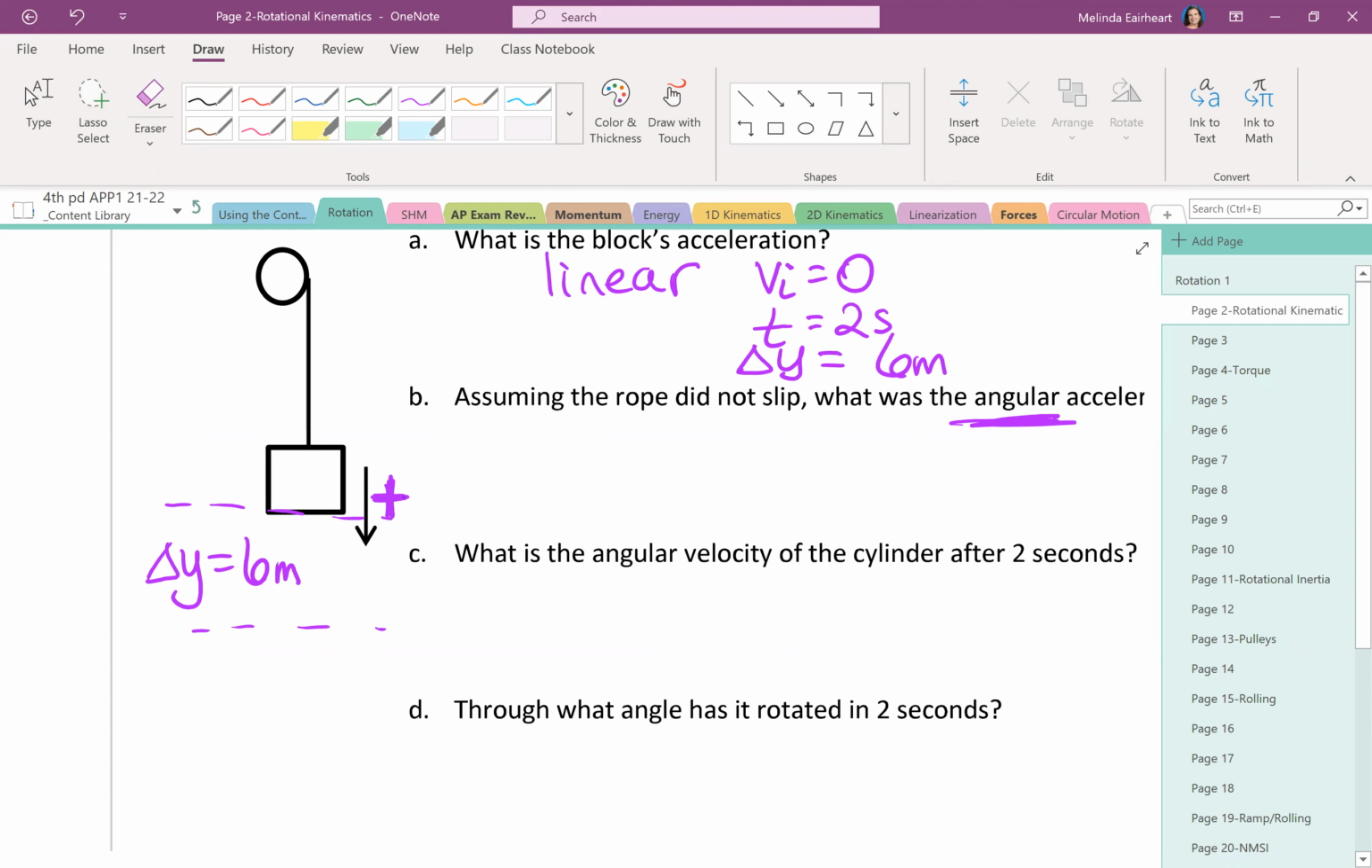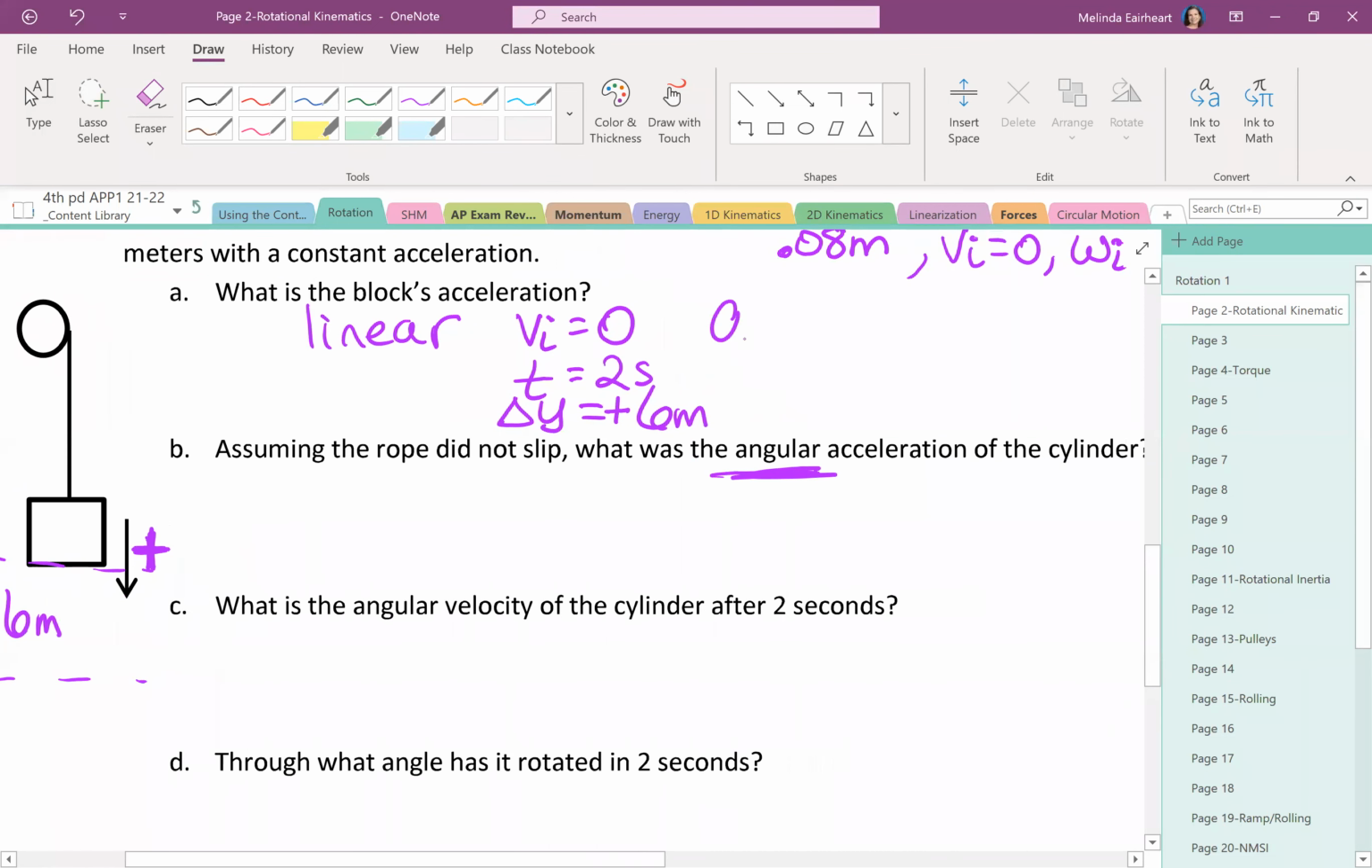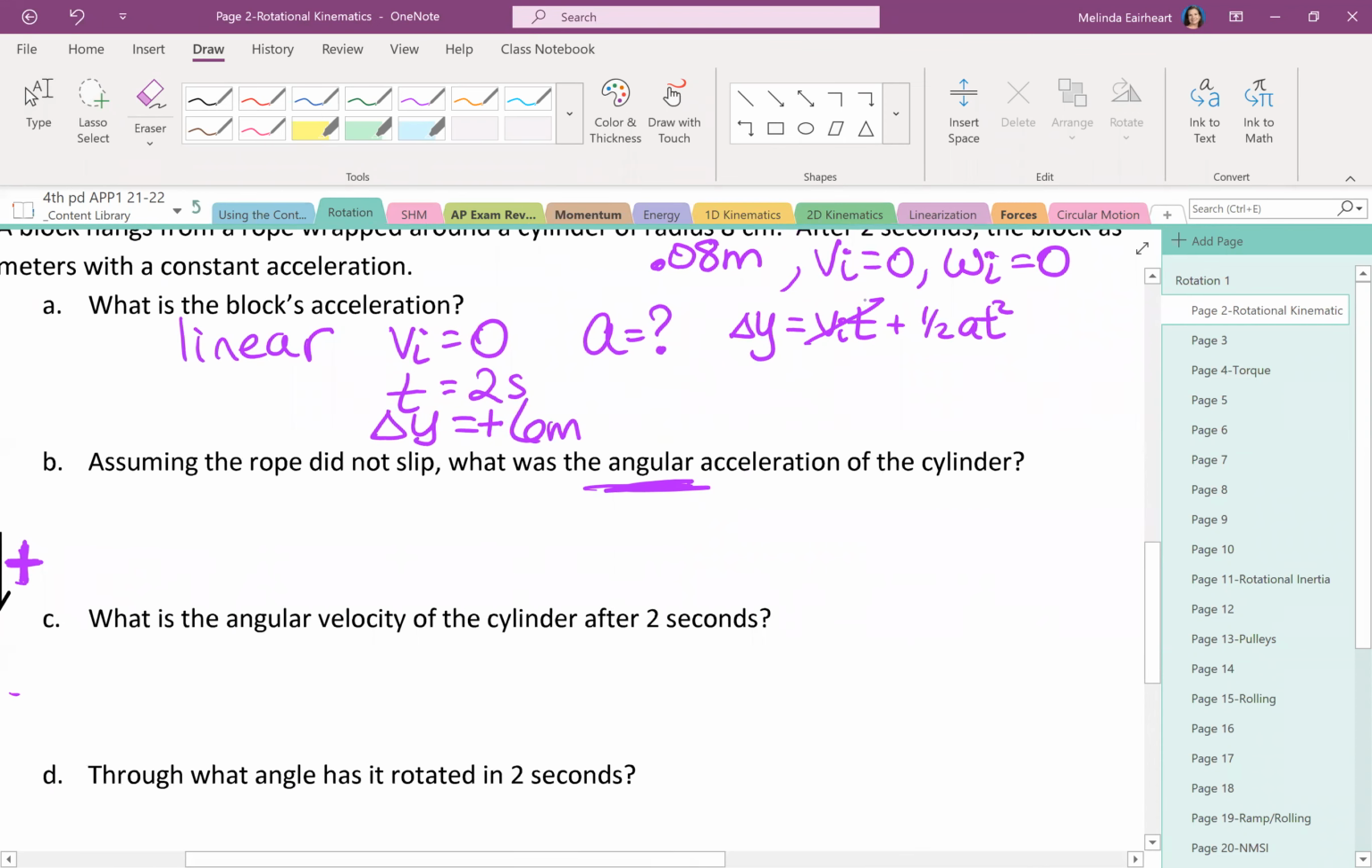So with me saying down is positive, I can use a positive 6 meters. And we're looking for linear acceleration. What good old September kinematic equation are we going to use here? The second one: delta y equals v_i t plus 1/2 a t squared. v_i t goes away. Y'all know the drill. We're kinematic pros now, right? Don't we love kinematics by now? That's going a little far, Miss Earhart, right?